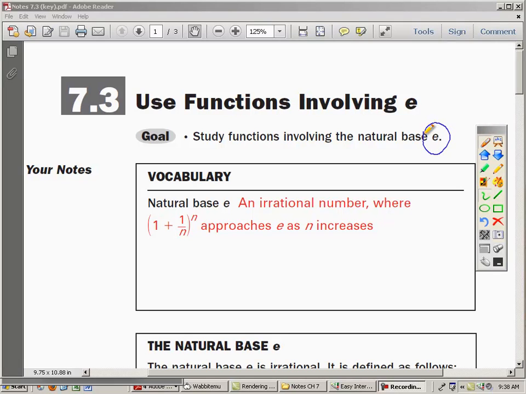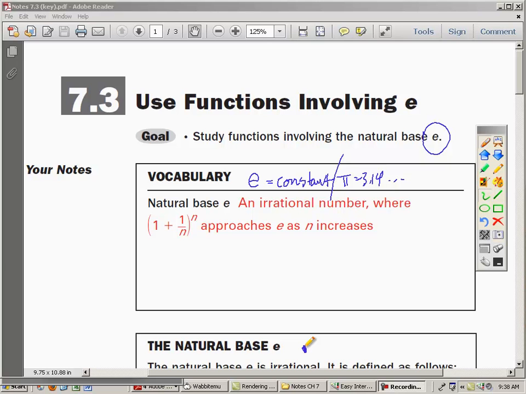And what is e? Well, the natural base e, so you'll notice that we never used e as a variable, and the reason why is because e is actually a constant, much like pi is a constant. That's 3.14, etc. e is actually a constant, which we'll get to the value of in just a few minutes here. But the natural base e is some irrational number.